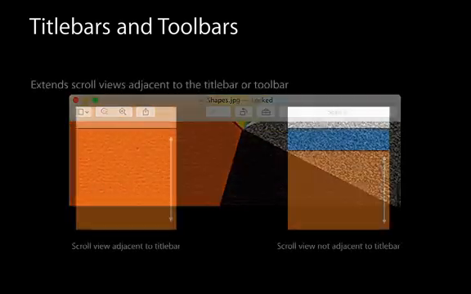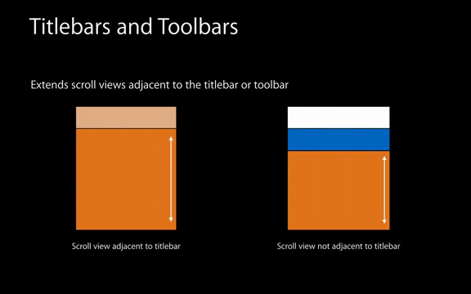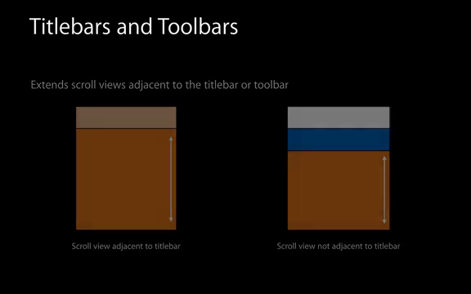Let me explain how that works. So if you have a scroll view and it's adjacent to your title bar or toolbar, we're going to automatically draw that previously obscured content, and we'll blur it for you. If your scroll view isn't adjacent to the title bar, we're going to ignore it. So you can see on the left, I've kind of made a mock-up showing the title bar blurring that orange document content, and on the right, it's not adjacent to the title bar, so we're not blurring it or absorbing it at all.